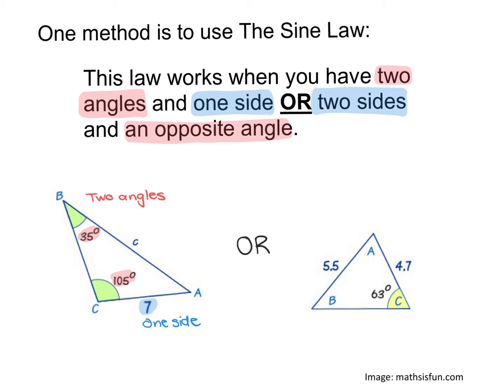Or when you're given two sides and an opposite angle in a triangle. So let's look at this triangle. We've been given two sides and an opposite angle. How do you know it's opposite? Well, it's opposite to one of the sides.